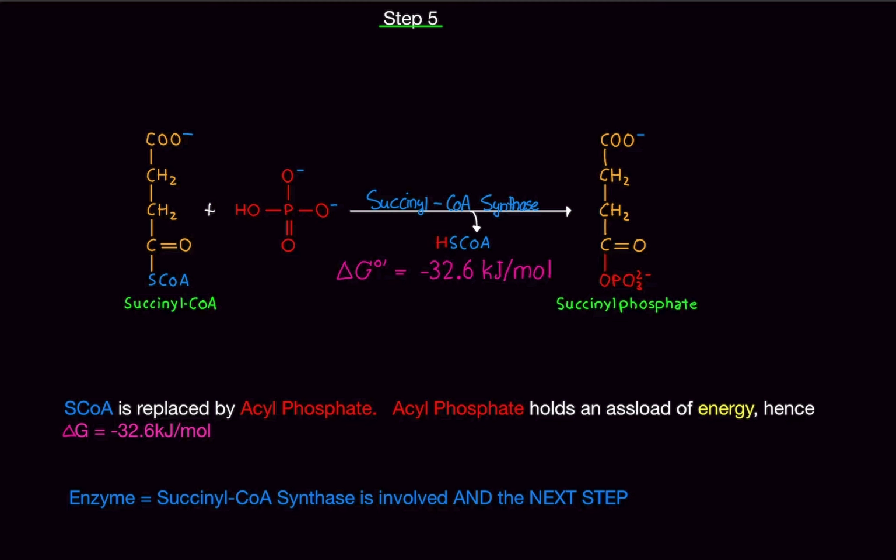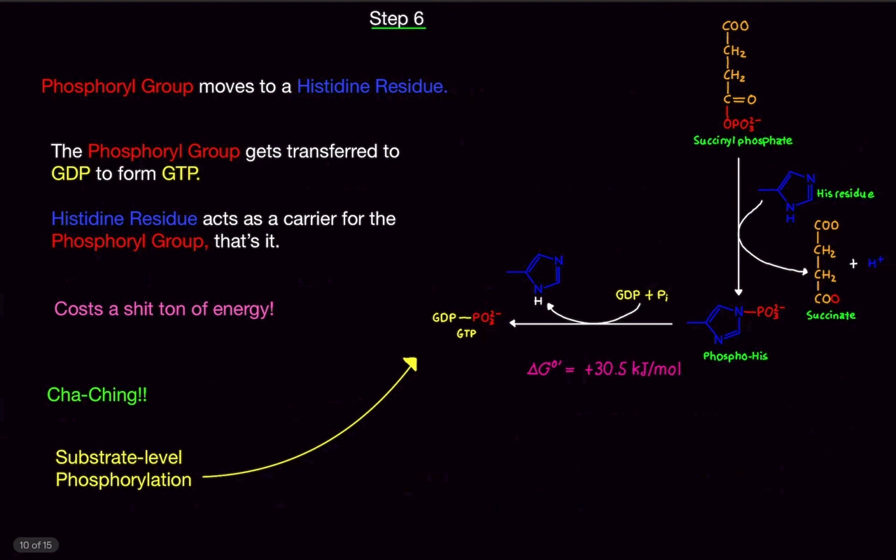Okay, so the enzyme succinyl-CoA synthase is involved in this step and the next step. All right, so once again, all we're just doing is replacing the sulfur with the coenzyme A with a phosphate group. And we just basically added an acyl phosphate. That's it.